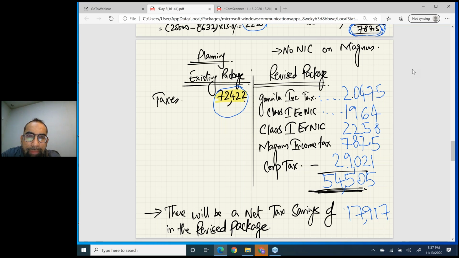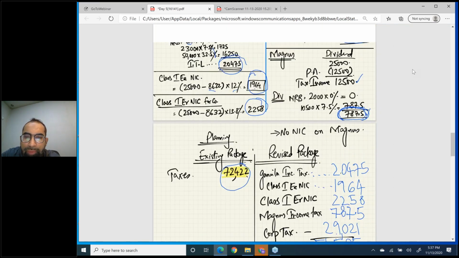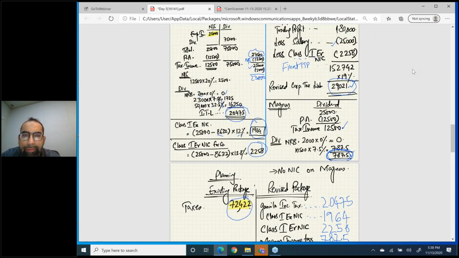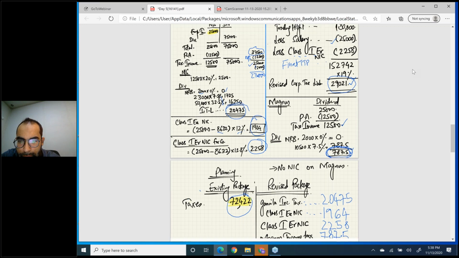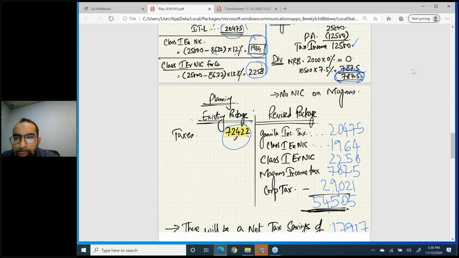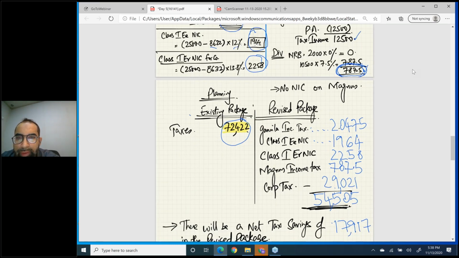Yes, let me recheck the values. 20475 is correct, 1964 is correct, 2258 is correct, 787.5 and 29021. Yes, I copied exactly all the correct figures. Can you recheck? 20475, 1964, 2258, 787.5, and 29021. My answer is correct. Okay, let's move on to the next question.